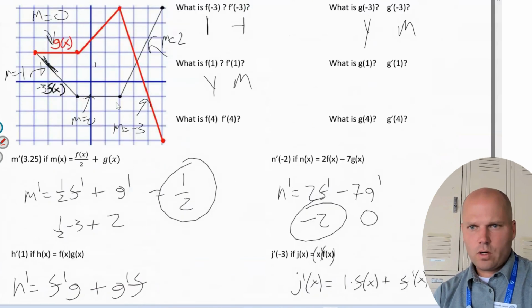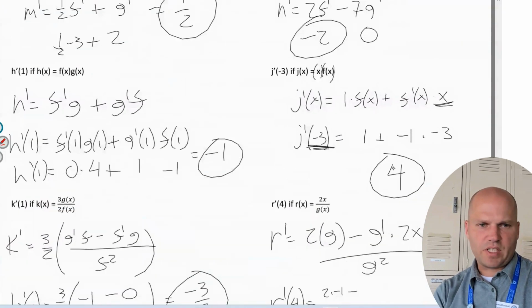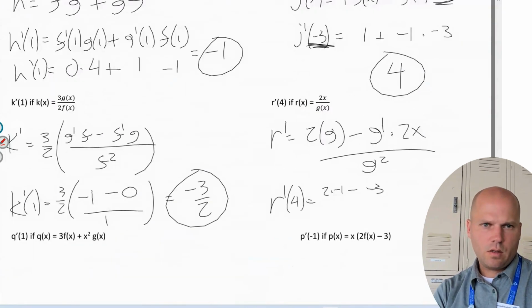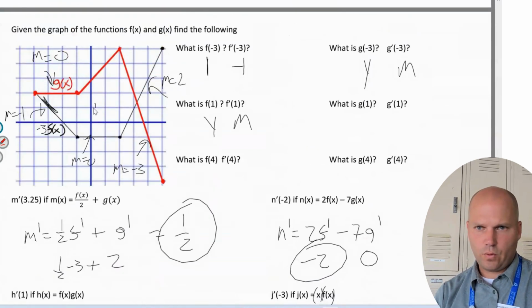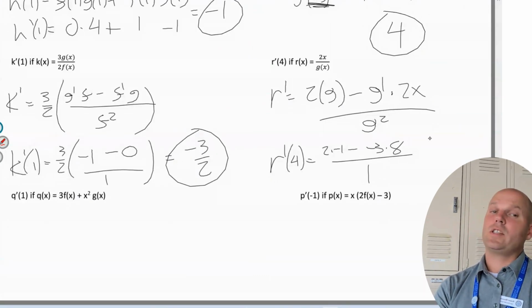G at 4. G of 4 is -1. G prime is -3 times 8. -1 squared. G of 4 is the red line. Negative. So -2 plus 24 is 22.